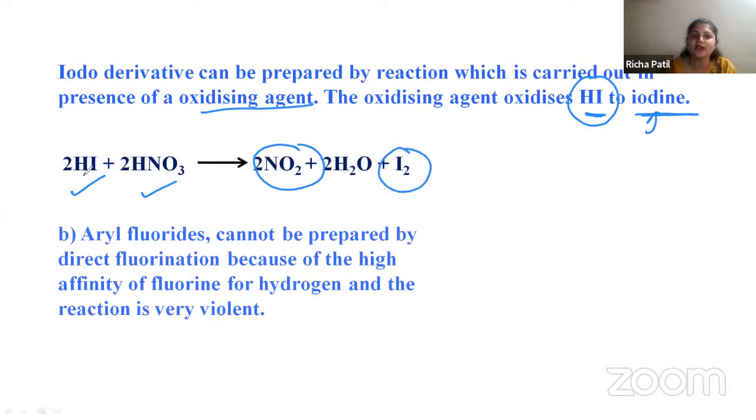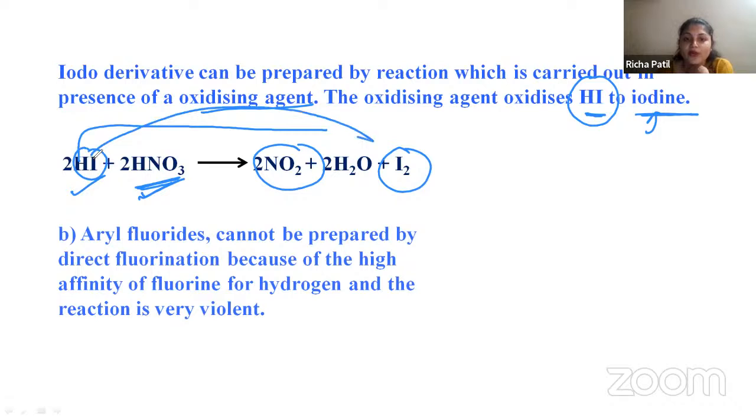So what is happening here? HI is being oxidized. So which is the oxidizing agent here? HNO3. It is a good oxidizing agent. So what is it doing? It is oxidizing your HI to iodine. It is going from -1 to the 0 oxidation state. So HNO3 is a good oxidizing agent.